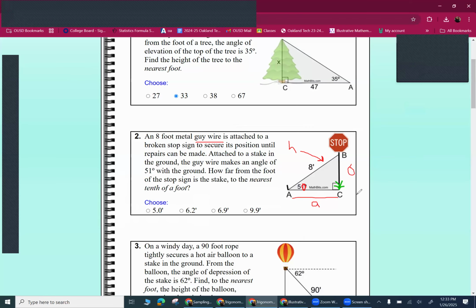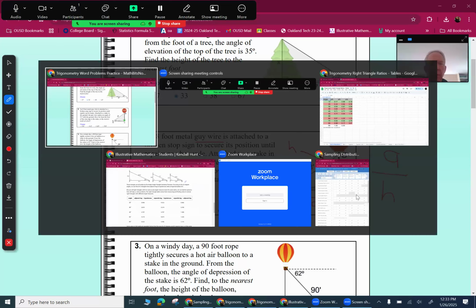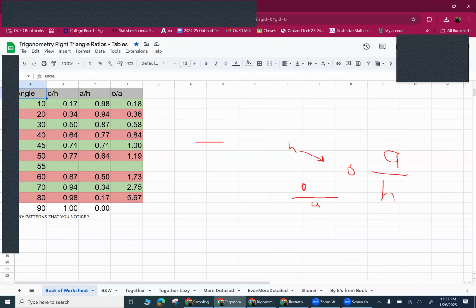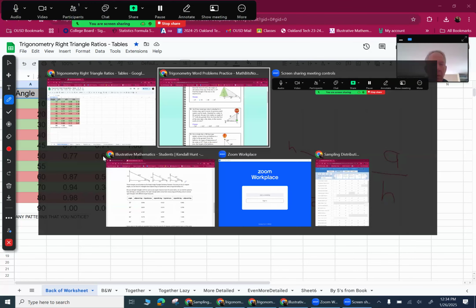What am I doing? Got to think about this. I've got the hypotenuse and I'm trying to find adjacent. So I'm looking for adjacent over hypotenuse for 50 degrees. So now I'm going to go over 50 degrees. Adjacent over hypotenuse is 0.64.